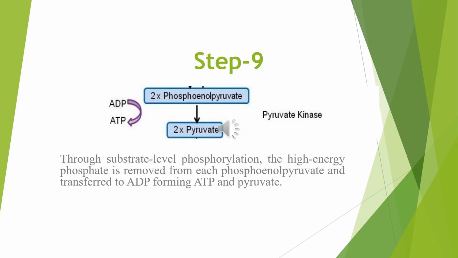The final step of glycolysis is the conversion of phosphoenol pyruvic acid into pyruvic acid by the enzyme pyruvic kinase. Phosphate group is removed from phosphoenol pyruvic acid and it reacts with ADP to form ATP. This is the second and last site of ATP synthesis in this pathway.